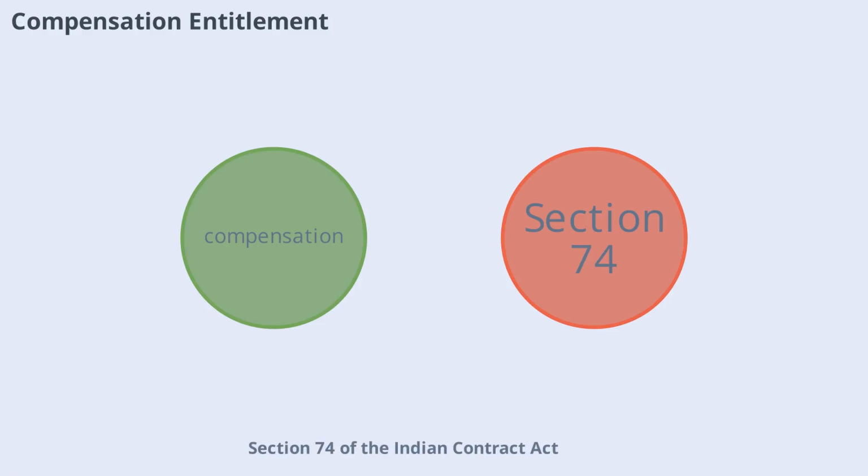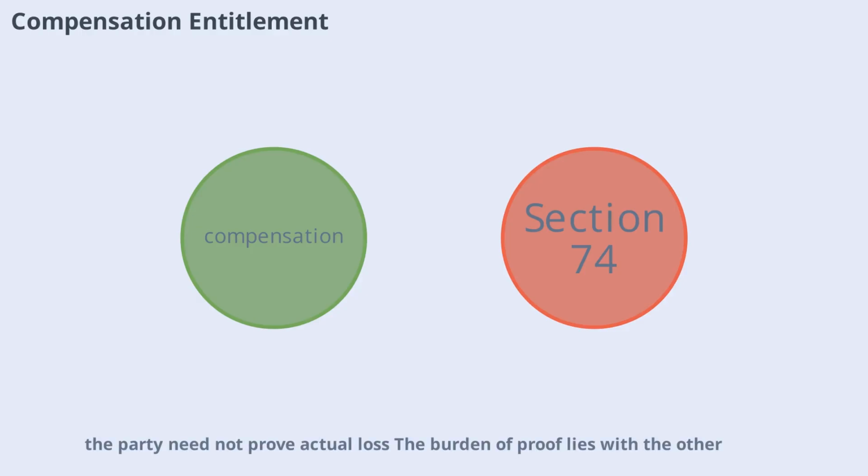Section 74 of the Indian Contract Act emphasizes that reasonable compensation is awarded for breach, whether or not actual loss is proven. If the sum is a penalty, only reasonable compensation is given. If it's a genuine pre-estimate, the party need not prove actual loss. The burden of proof lies with the other party to show no loss is likely to occur.